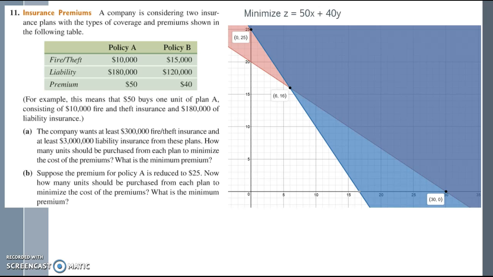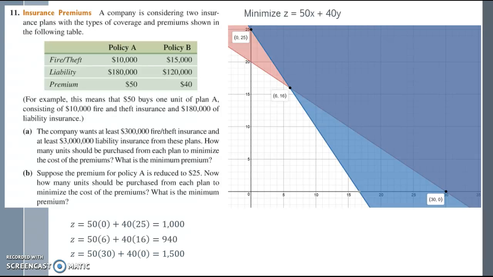Transferring our graph over with our 3 points, we want to minimize the z function $50 times policy A plus $40 times policy B for however many units we purchase. So starting on the top left, if I take the point (0, 25) and plug in 0 for X and 25 for Y, I see that my premium would be $1,000. Moving down a point, I have (6, 16). I see that when I plug those in, my premium is $940. And finally, plugging in the point (30, 0), I end up with $1,500.